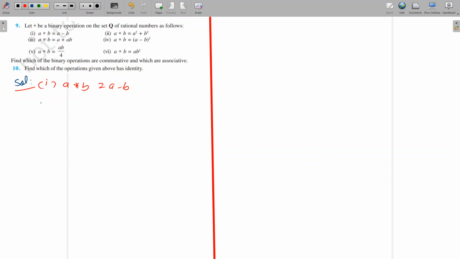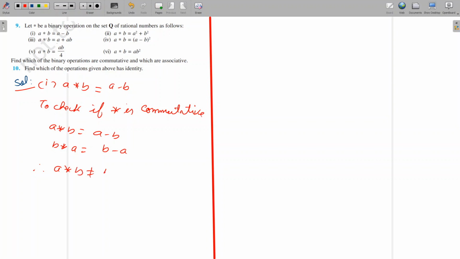Now let us check whether it's commutative or not. To check if star is commutative: A star B is equal to A minus B, then B star A is equal to B minus A, and we know that every time A minus B is not equal to B minus A. So therefore A star B is not equal to B star A. Therefore star is not commutative.